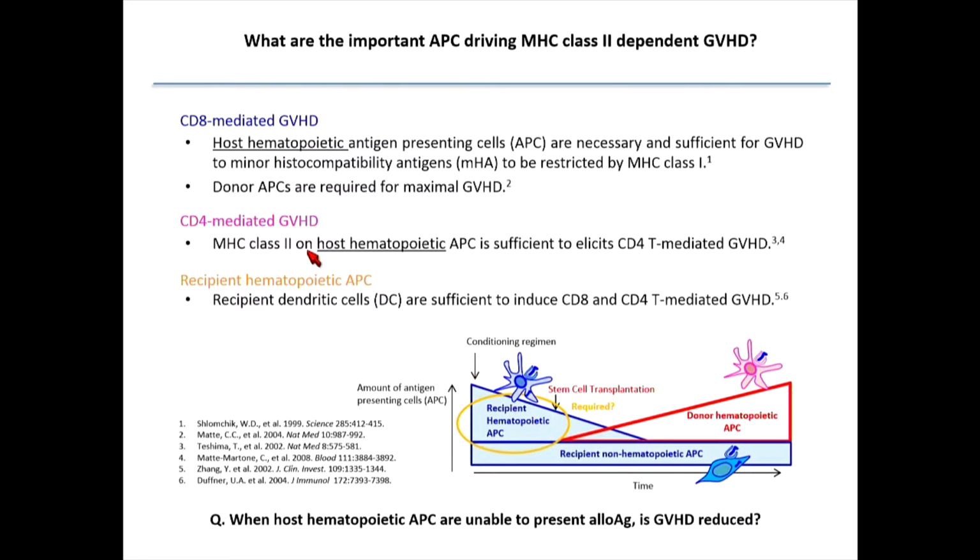However, for CD4 mediated GVHD, it has not really been proven that this cell type is necessary. In other words, when host hematopoietic APCs are unable to present antigen, is GVHD reduced? This is an important question from the therapeutic point of view. What are the important APCs driving MHC class 2 dependent GVHD?